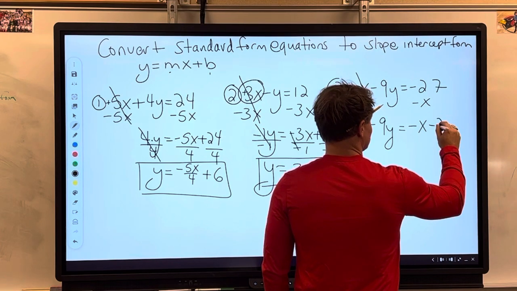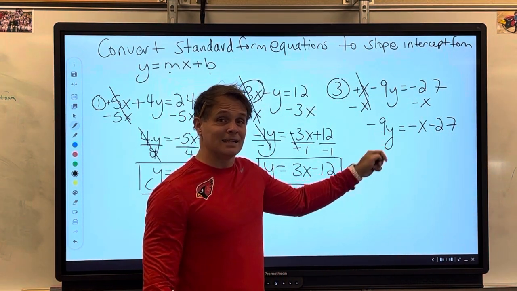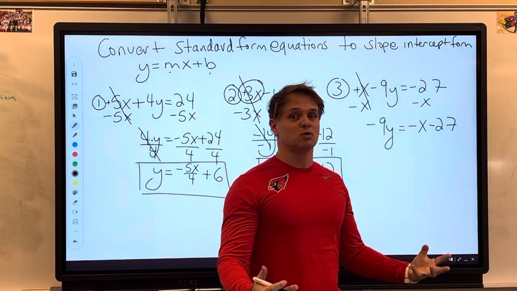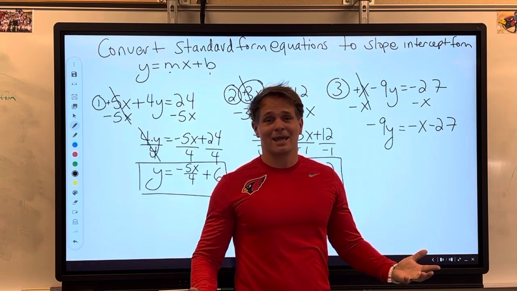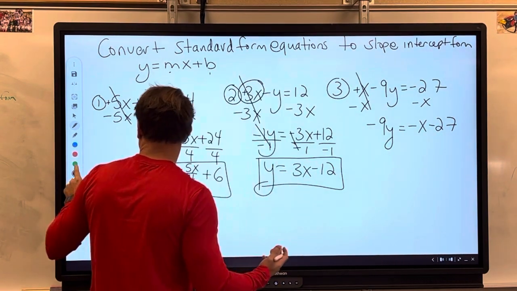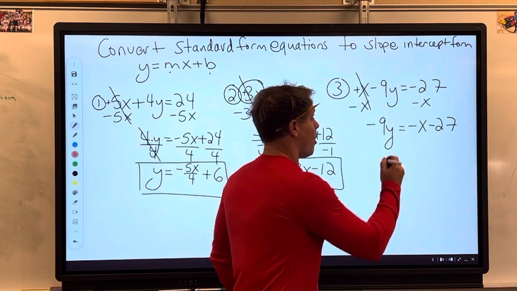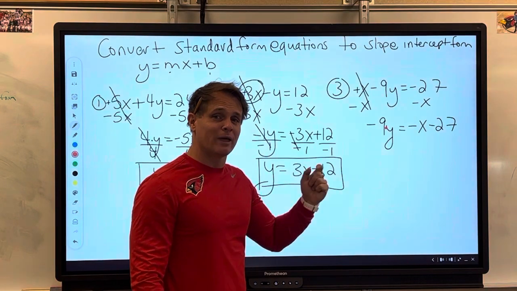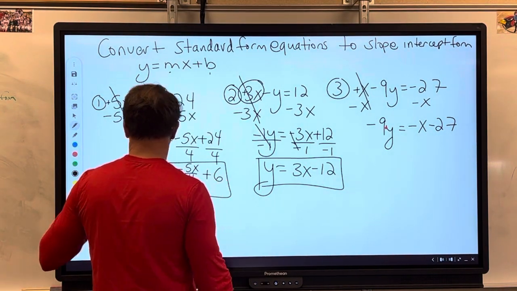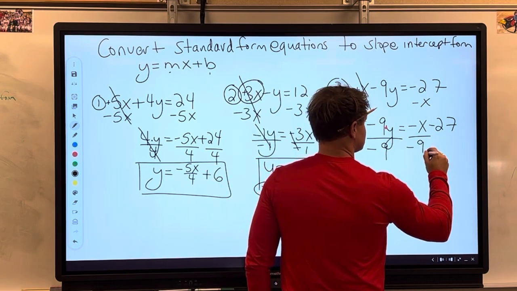Negative x minus 27. Now I'm going to undo that negative 9. It's negative 9 times y. Don't think that that's a negative 9 and I'm just going to add 9 to both sides, because no, you're not. What that negative 9 is doing to the y is multiplying. So we want to undo multiplication by dividing. So I'm going to divide everything by negative 9.